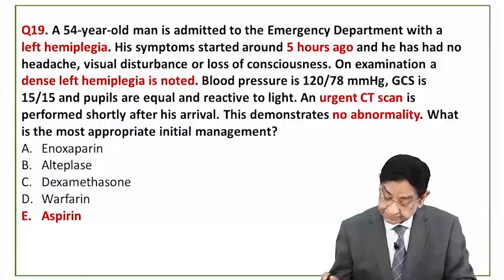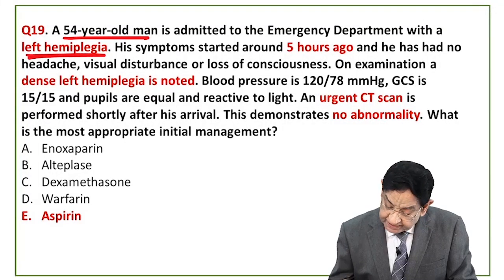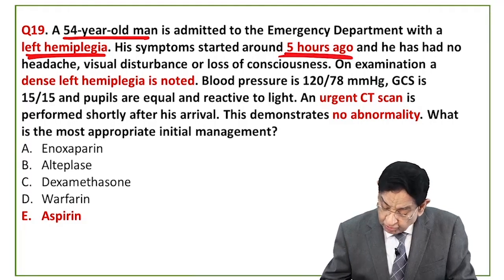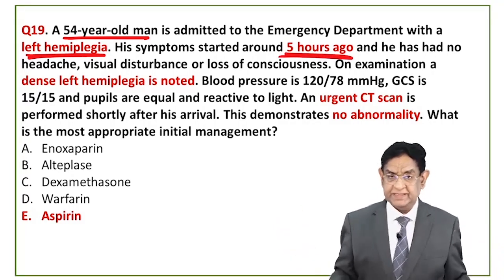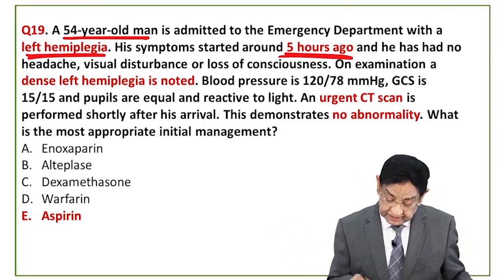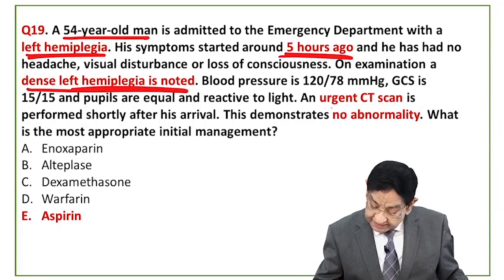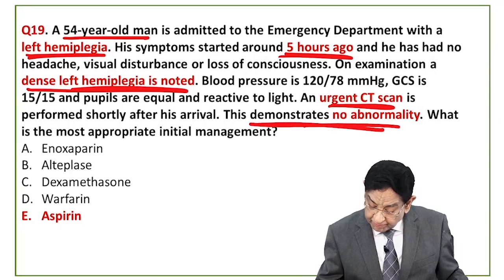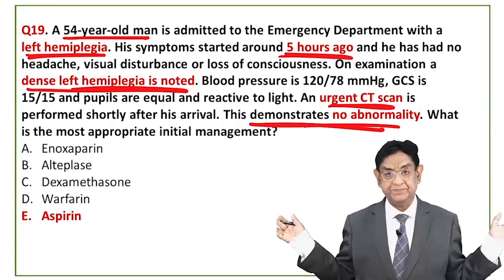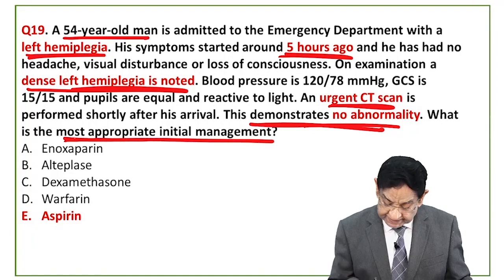Question 19. A 54-year-old with left hemiplegia 5 hours ago, and by now we are clear that we are dealing with stroke. Dense hemiplegia is noticed. Urgent CT scan shows no abnormality. CT normal. What is the most appropriate next management?